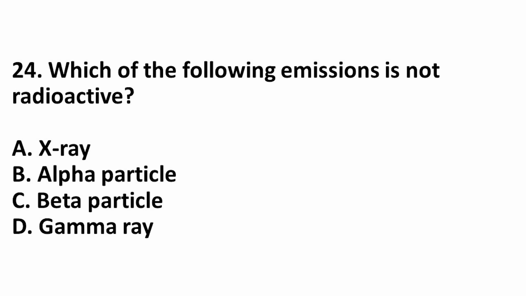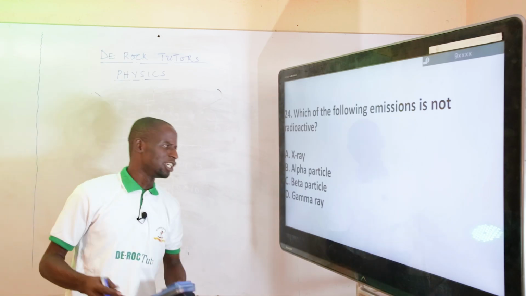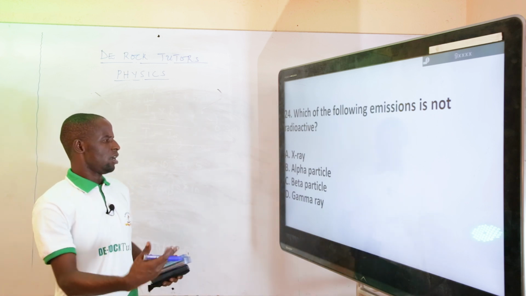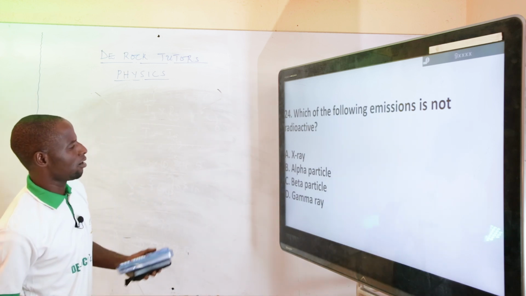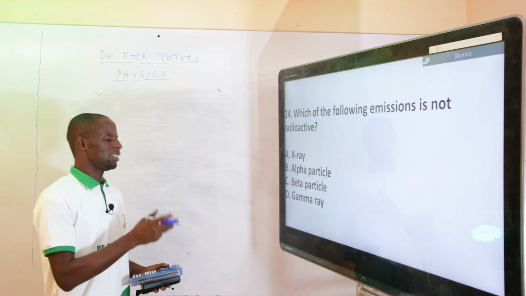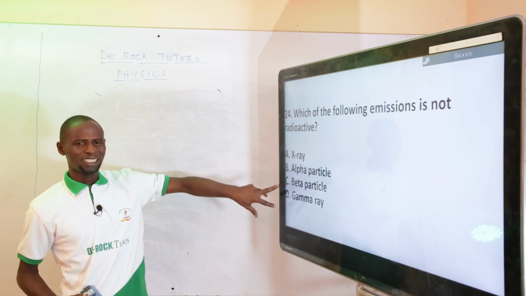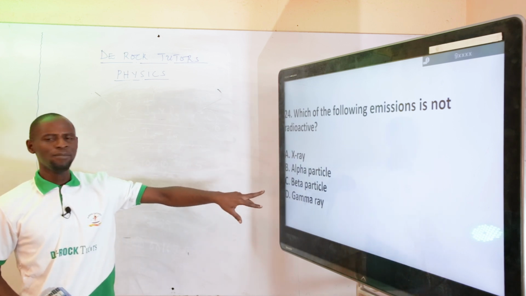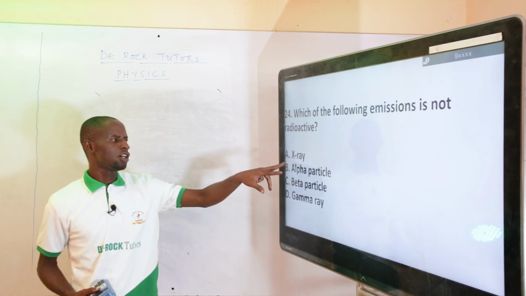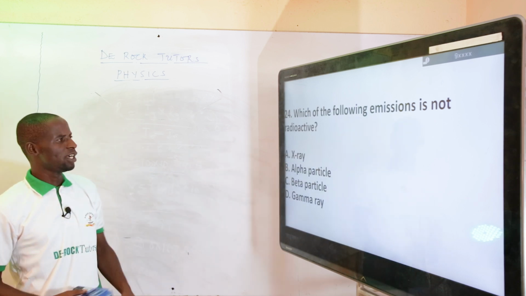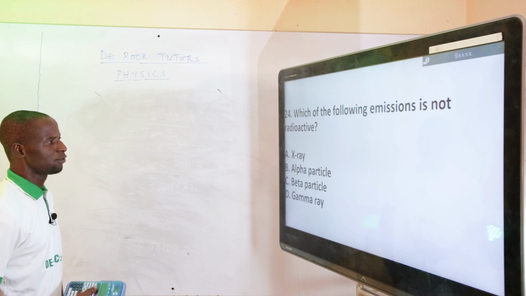Next, which of the following emissions is not radioactive? Look at the options very well. A, X-ray, B, alpha particle, C, beta, D, gamma. If you look at it very well, options B to D are the particles that are emitted during radioactivity. So the correct option is actually option A. X-ray is not a radioactive emission.